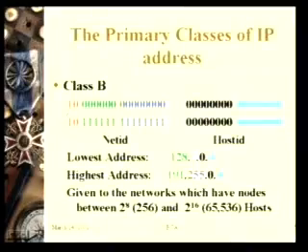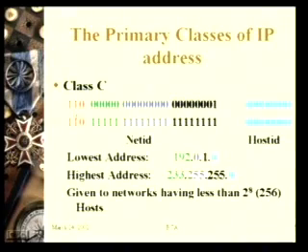Class B addresses start with 10, and the first 2 bytes are allocated for the net ID and the remaining for the host ID. These addresses vary in this particular range, 128.0.0.0 till 191.255.0.0. These are for medium-sized, moderately big networks.